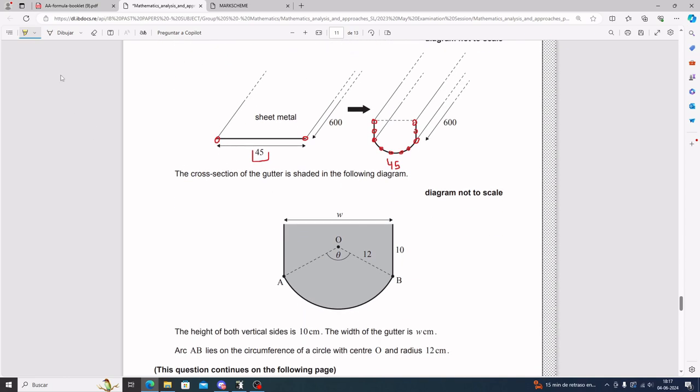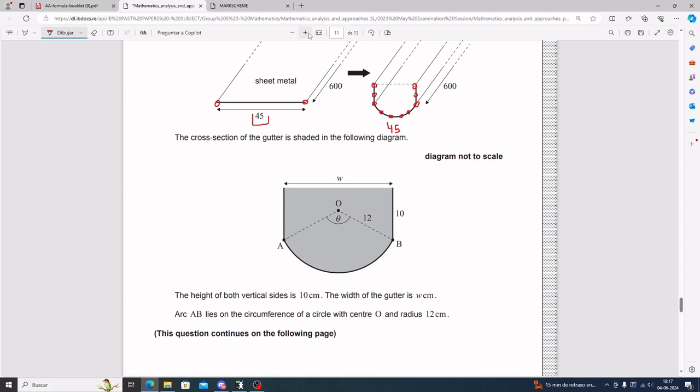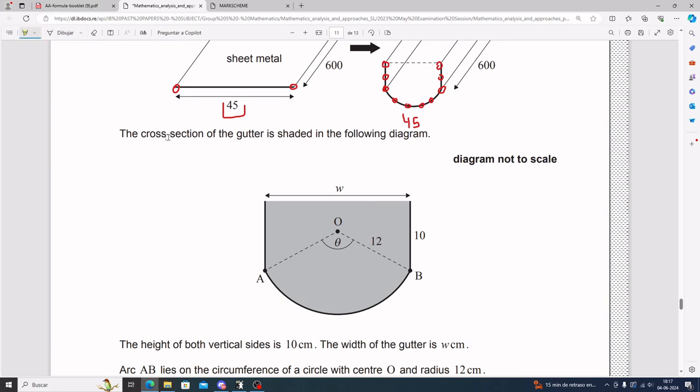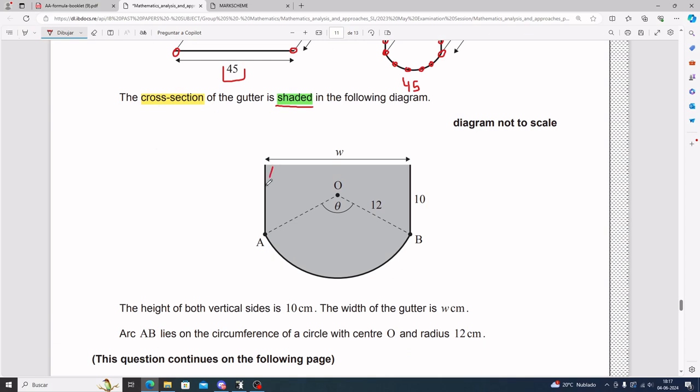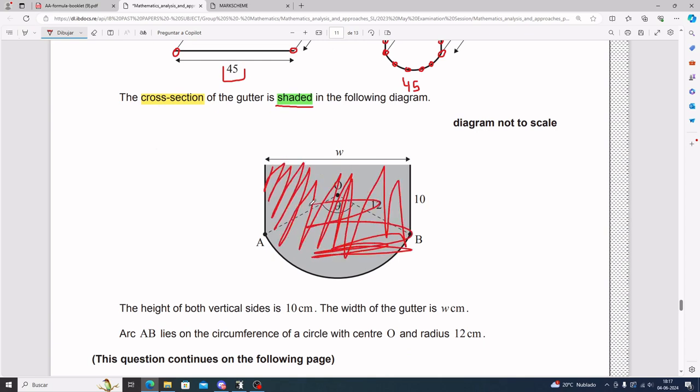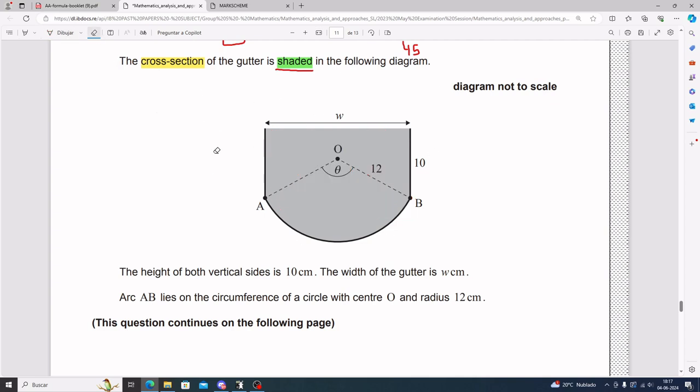And they also tell us that the cross section of the gutter is shaded in the following diagram. I know that a lot of times it can be very confusing what they mean by cross section, but the big hint that they're giving us is that whatever you're looking for is shaded. And so what is shaded in this exercise? Although cross section might seem like a very menacing word, we're talking about the shaded part. The shaded part is quite literally everything that you're seeing. So the cross section is what is considered shaded. It's pretty much this whole diagram.